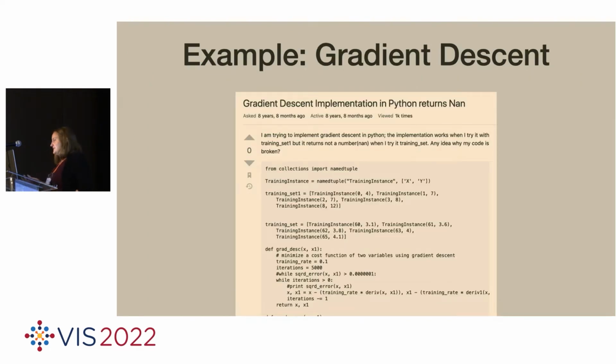To give you an idea of how it works, we're going to walk through an example where this person was trying to implement a basic gradient descent in Python that was trying to minimize 2 variables, and it was returning not numbers, and they couldn't figure out why.